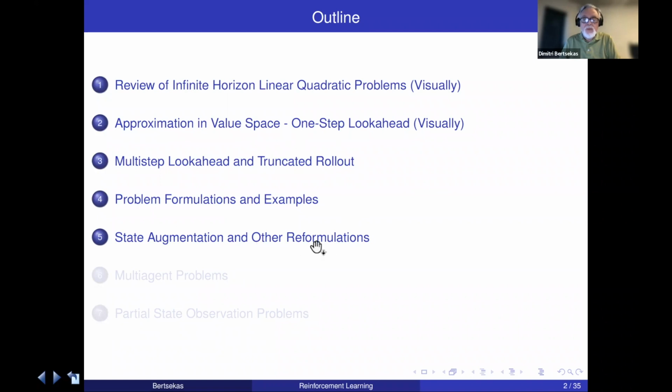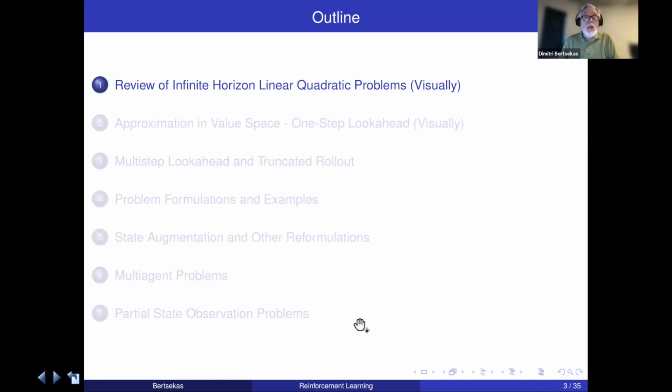We're also going to talk about some other reformulations. Particularly, we're going to see how multi-agent problems can be fruitfully reformulated. And then also partial state observation problems, what we call POMDP, can be reformulated in terms of our dynamic programming form. So let's go into linear quadratic problems.